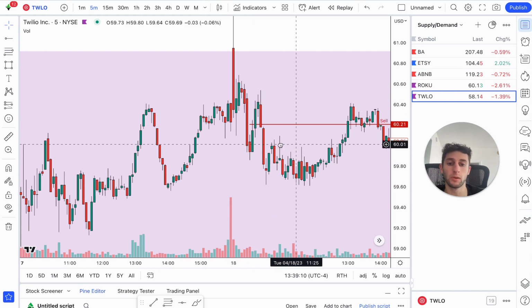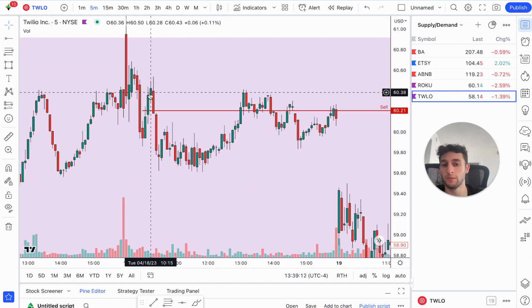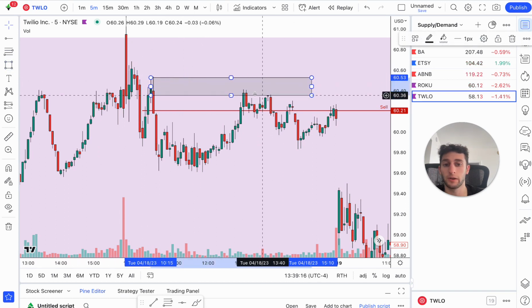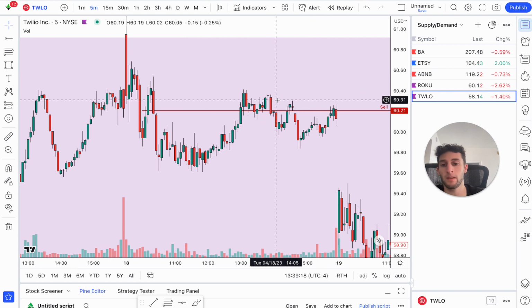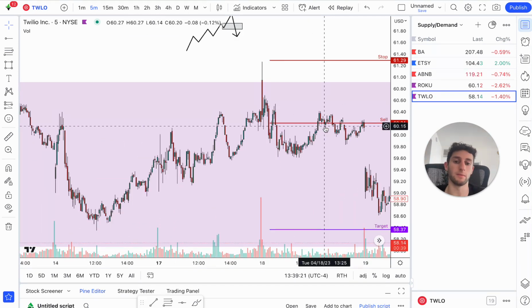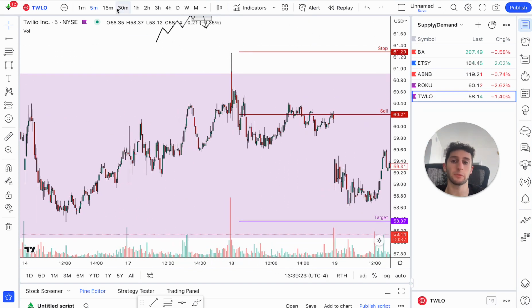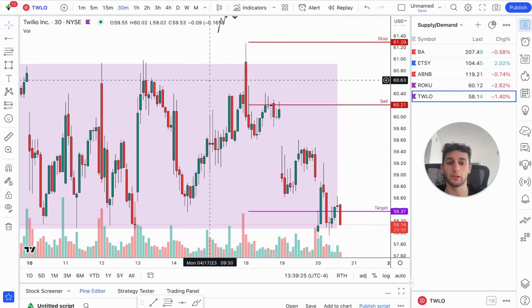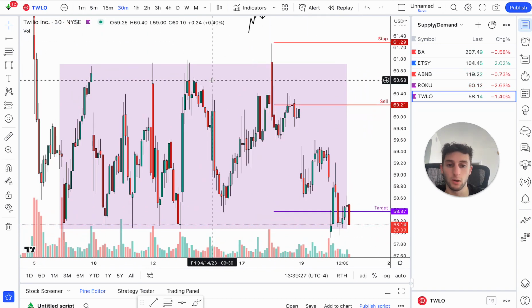We get that move lower. Again, even if I missed this move, we ended up coming right back to this 5-minute supply zone. So I could have ended up shorting it right here again, okay? Once we get that demand zone to break, that gives me confirmation that sellers are in control and I can expect price to move lower, okay?